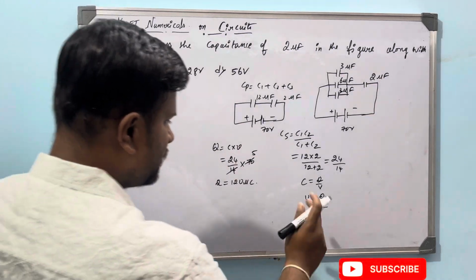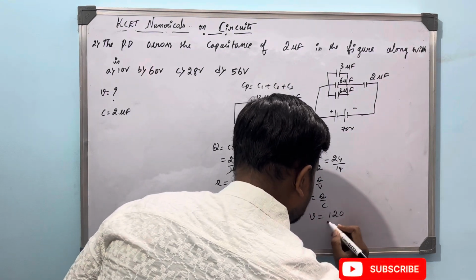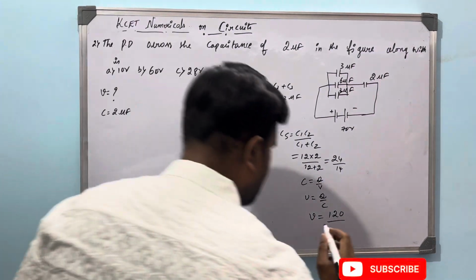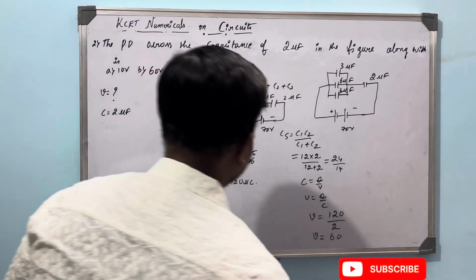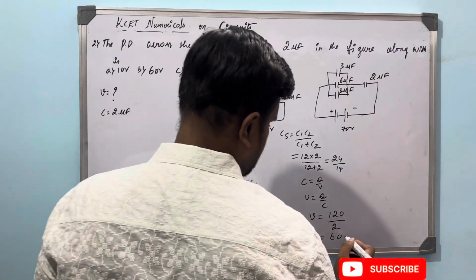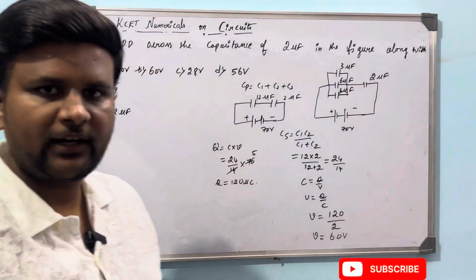Okay, now substitute here. So V is equal to, what is Q value? We got 120 divided by C value, which I need to calculate across 2. So that's why V becomes 60 volt. Okay, so this is the required answer.